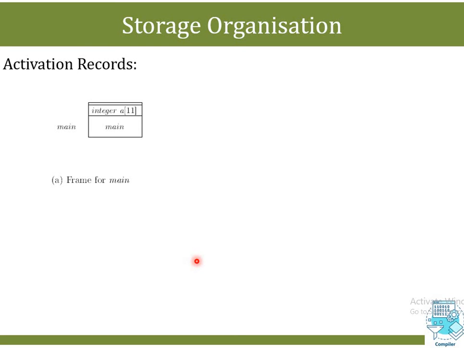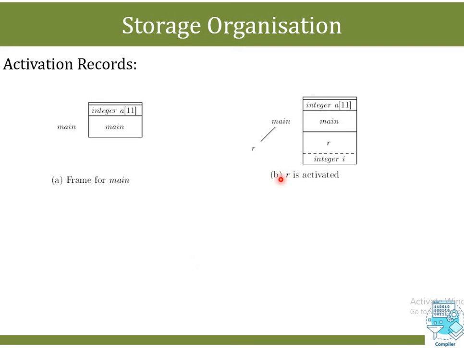Now let us see some examples. The activation record is also called a frame. Okay, fine. So when we call the main function, we have an integer array, and we are creating an activation record for the main function. Then from the main function we are invoking the read array function. So this is one activation record. Now we are creating another activation record, and this activation record is for the read array function.